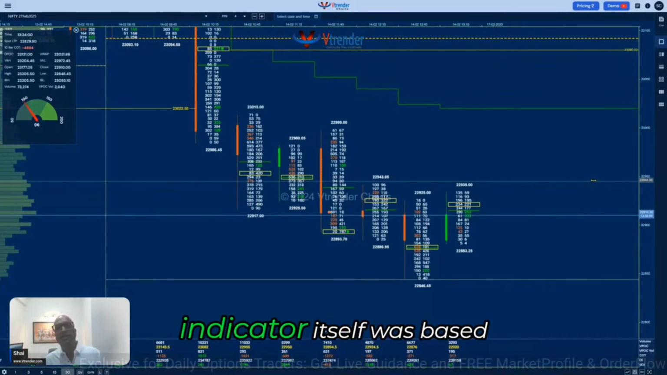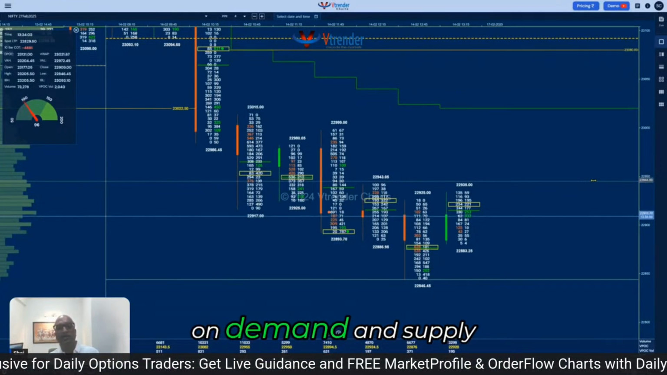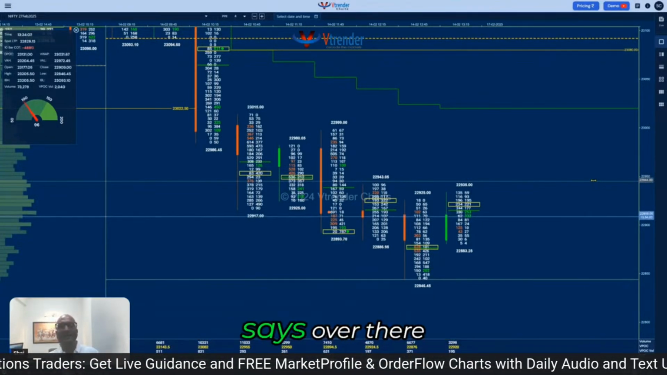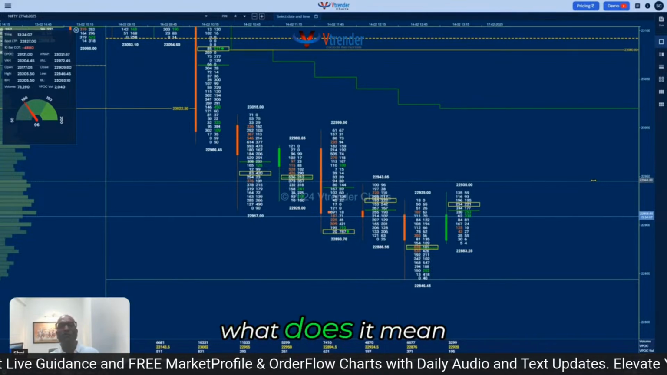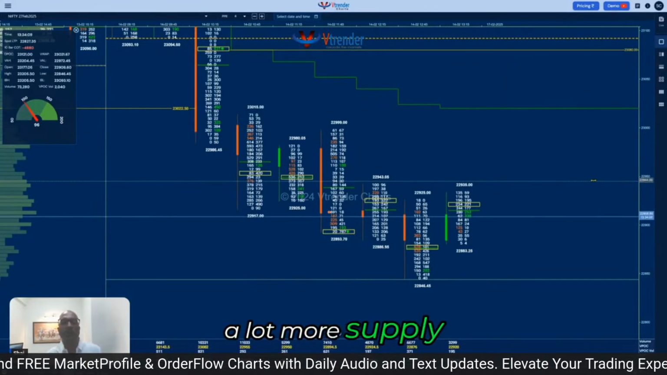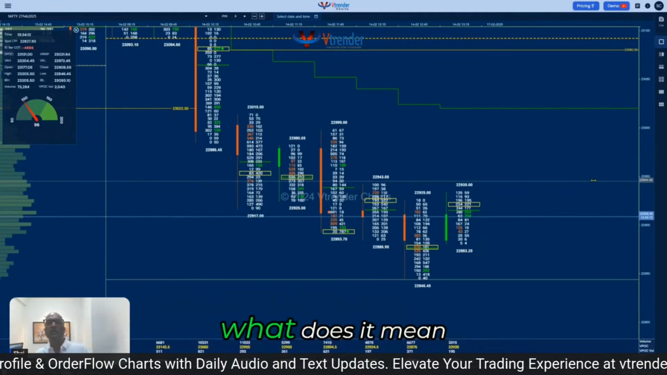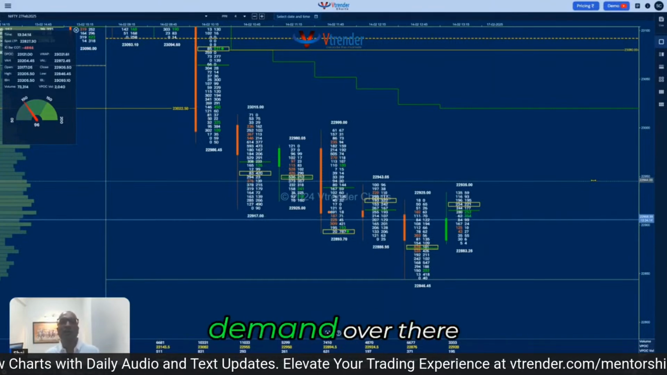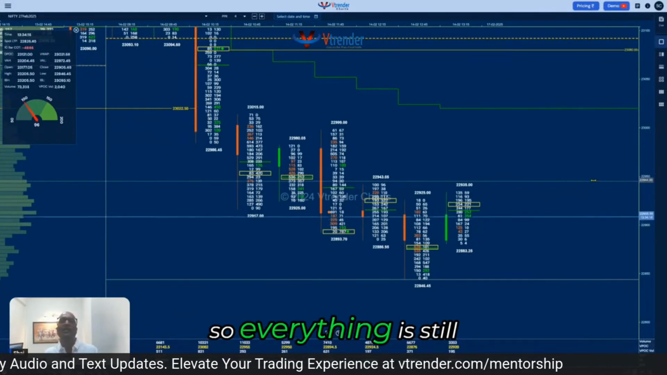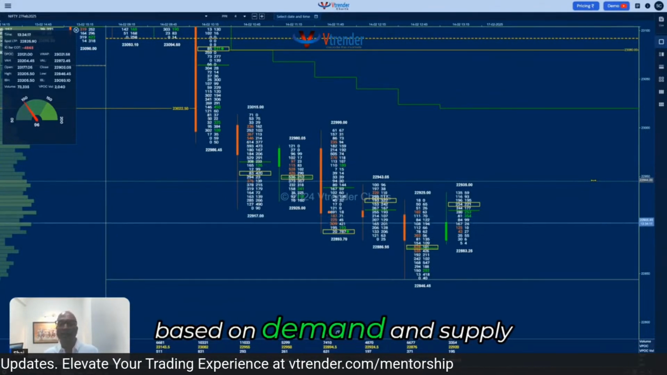That indicator itself was based on demand and supply. When it says it's oversold, what does it mean? That there was a lot more supply coming in. Or overbought, what does it mean? That there was too much demand over there. So everything is still based on demand and supply.